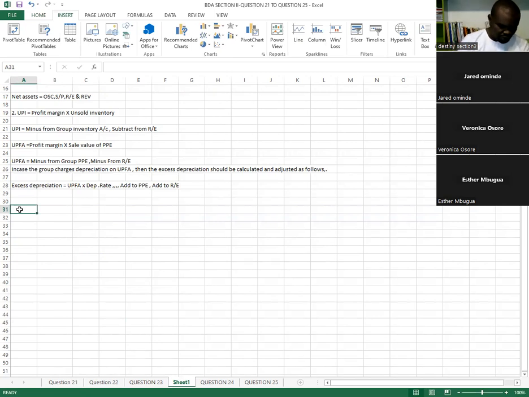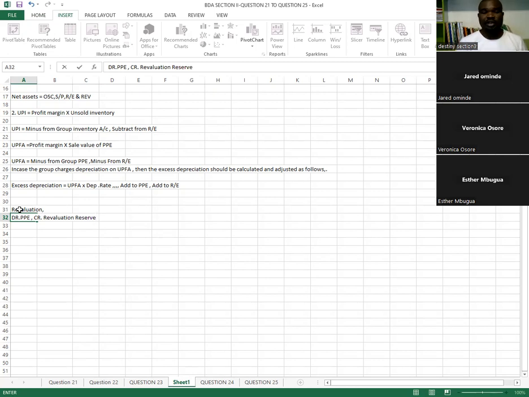Revaluation. So revaluation, there's nothing much. Maybe you can write: revaluation arises when the fair value exceeds the carrying amount. So with this one, you just debit PPE, you credit revaluation reserve. So if you have revaluation, that is what happens.